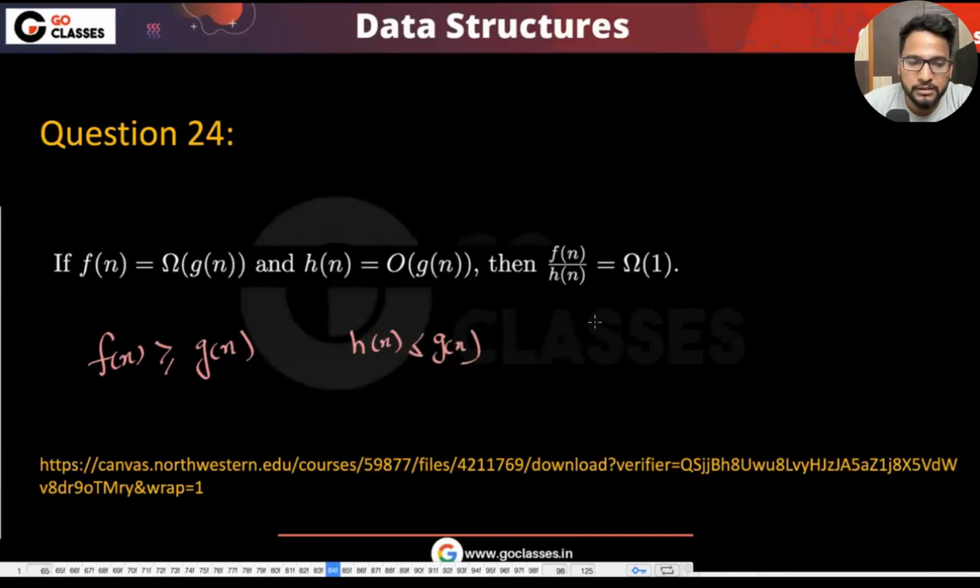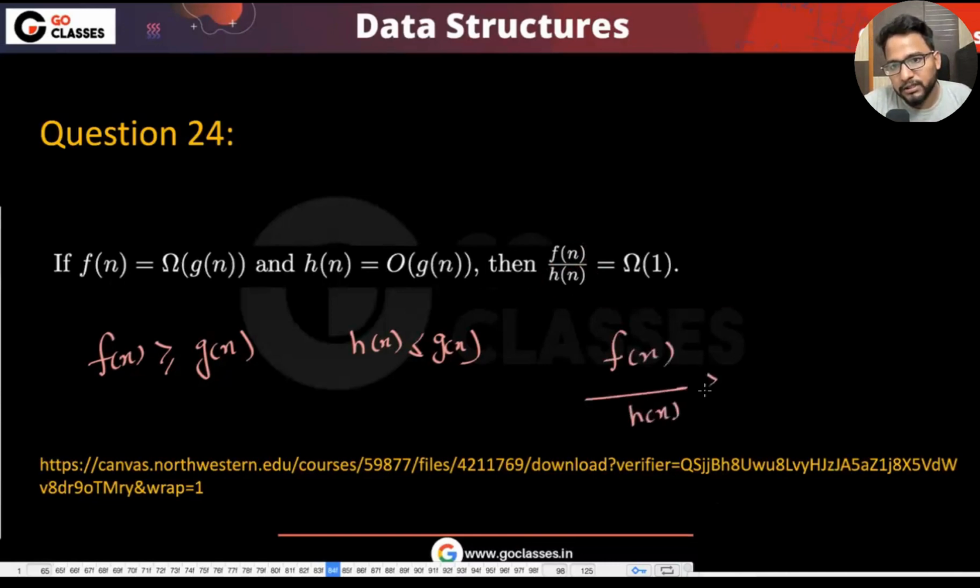So f(n) upon h(n), something bigger than g(n), something smaller than g(n). Is it true or false? Then it is always greater than or equal to 1. Yeah, I think this is true.